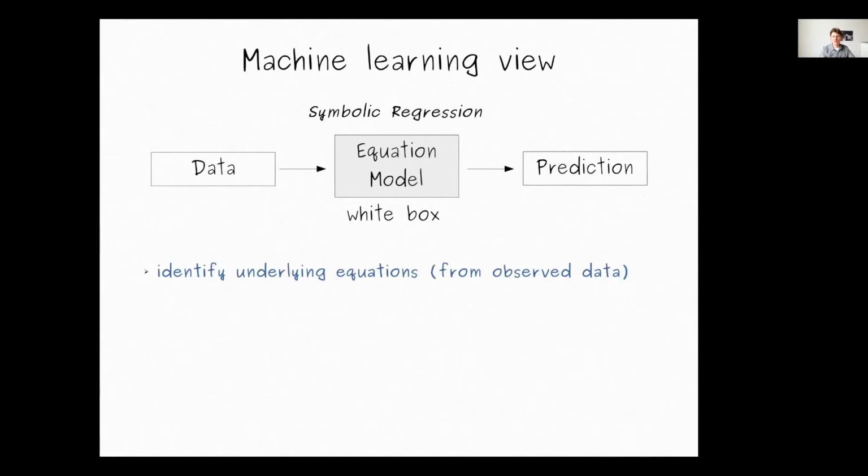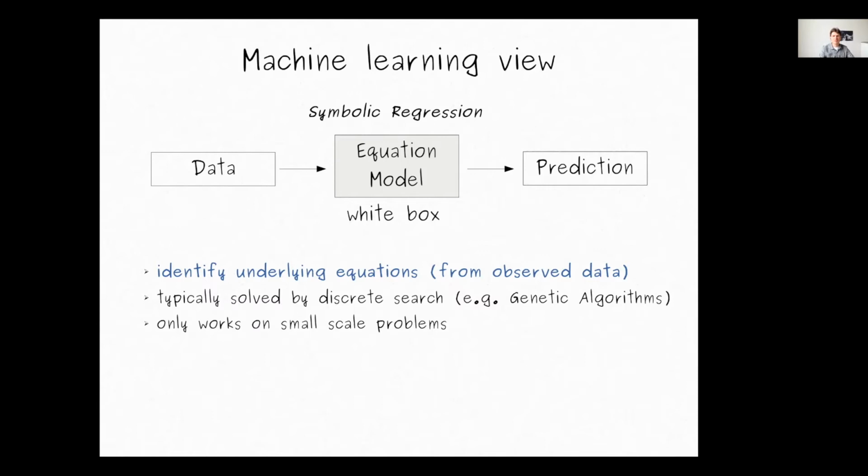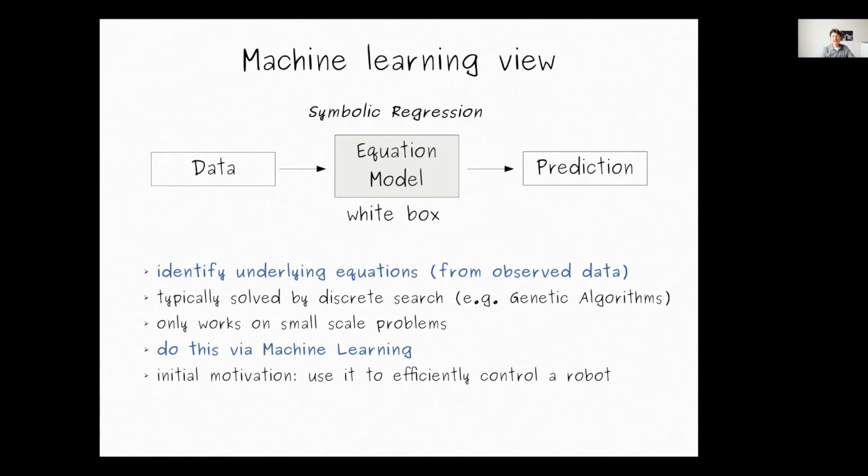So the idea is we want to identify underlying equations from observed data, right? So far, typically these problems are solved by some kind of search method, for instance, a genetic algorithm or neurally guided search. But we will see later a couple of other things that people have done. It used to work only on small scale problems. I mean, progress has been made. Let's see how we can do that with the machine learning toolbox directly. My initial motivation was actually to efficiently control a robot, not so much in design. So maybe some design choices are a bit different than in other domains.